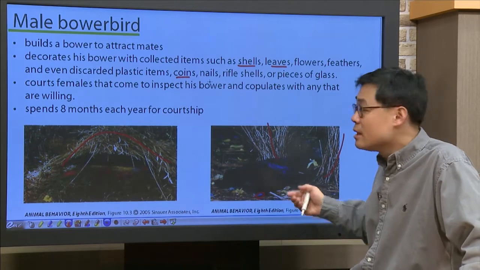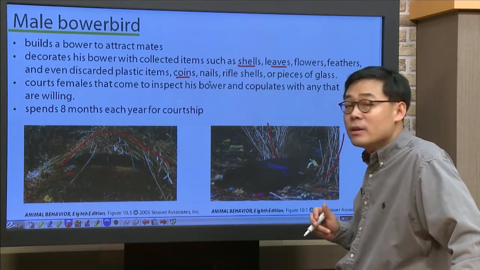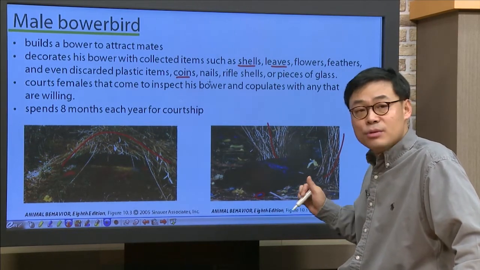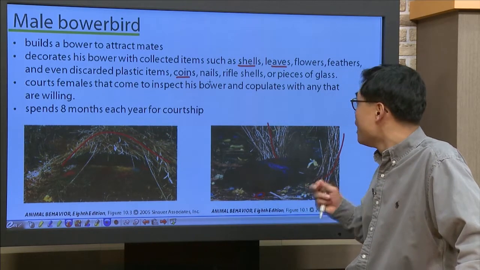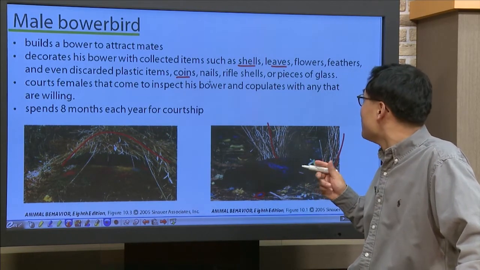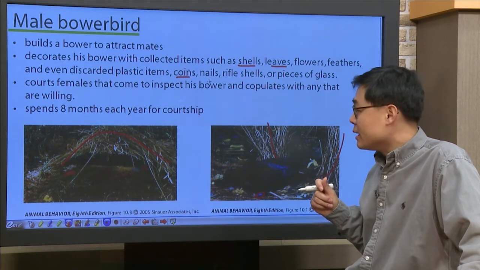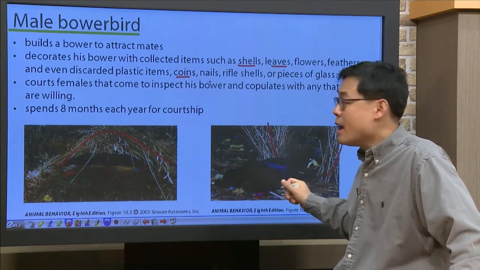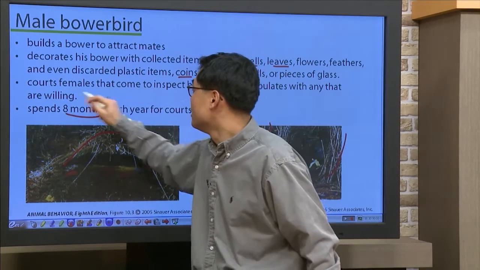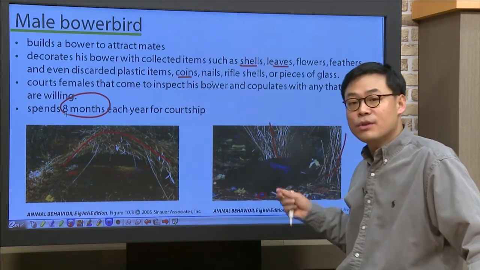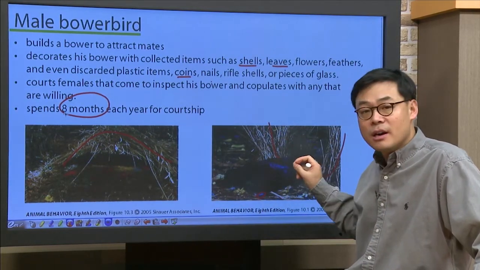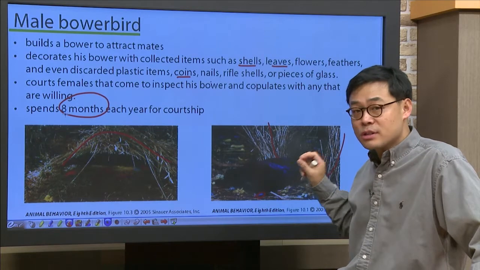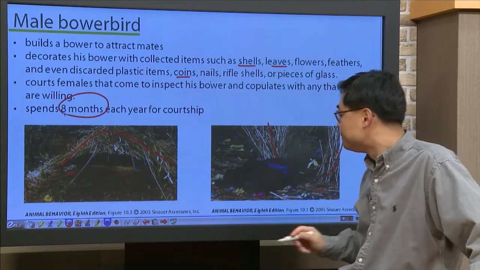That's the satin bowerbird, and they court females that come to inspect his bower, and he copulates with any female that is willing. They spend 8 months each year on courtship. This is what male bowerbirds do each year.